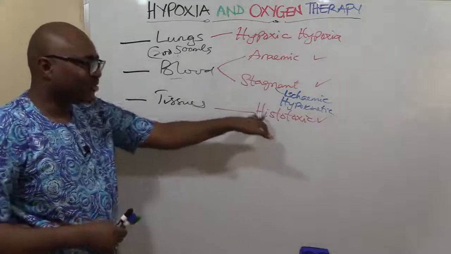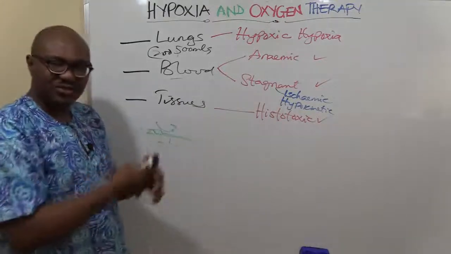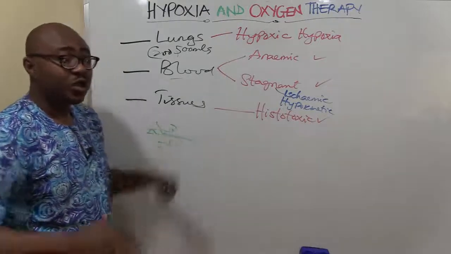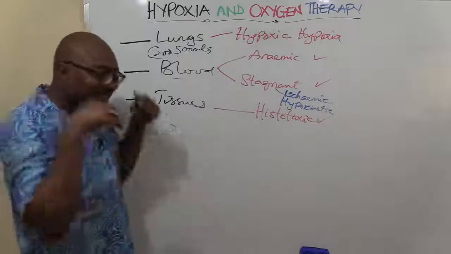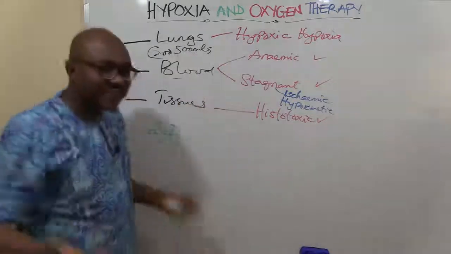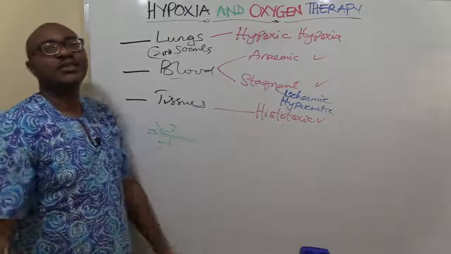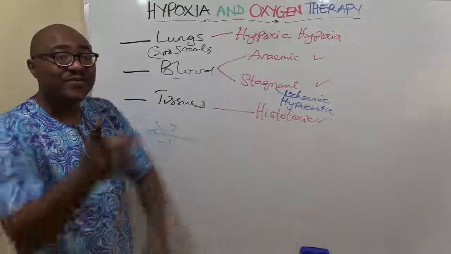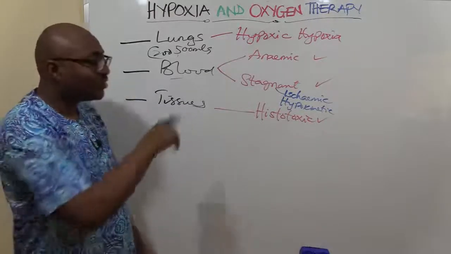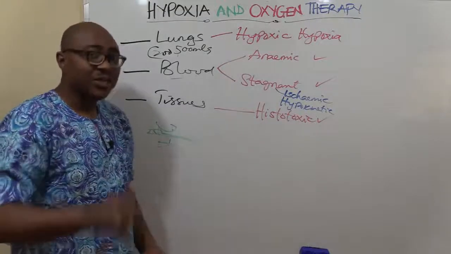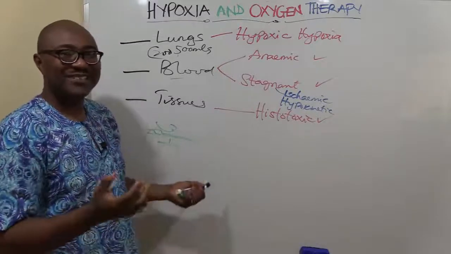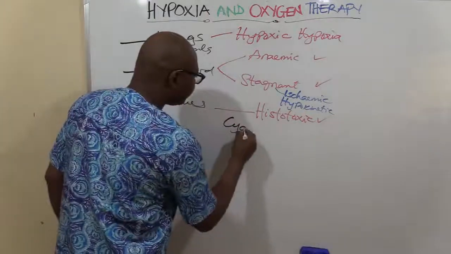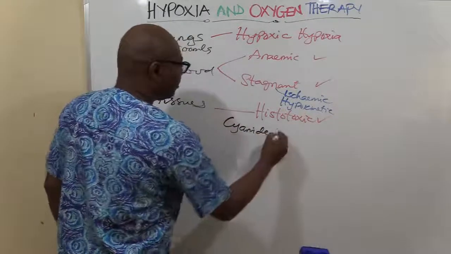Histotoxic. Tissue or cells, toxic to the cells. This one has to do with utilization. Enough oxygen has gotten to the cells. It has entered into the cells. Now the cells cannot use it. They're incapacitated because of toxins. A very good cause of histotoxic hypoxia is cyanide poison. You know that people usually commit suicide by ingesting cyanide. Do you understand that? Cyanide poisoning.